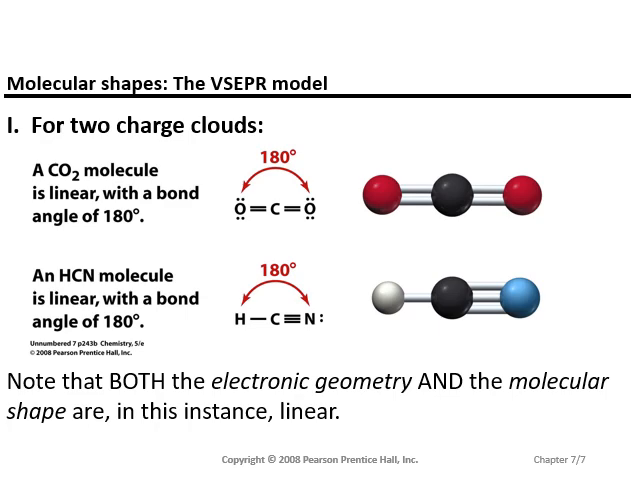Now it's going to get more complicated when we get to 3, 4, 5 and 6, because when we get to those, we'll find that we can replace one of the atoms with a lone pair. If we do that, the electronic geometry won't change, but the molecular shape will. So let's go to 3. Next slide.